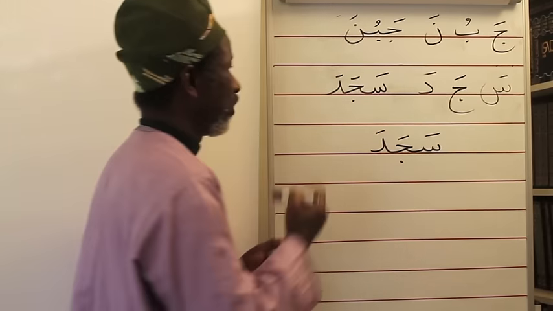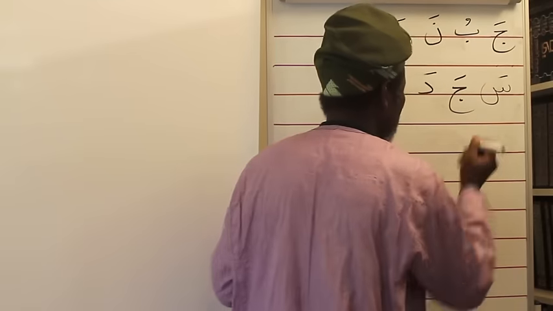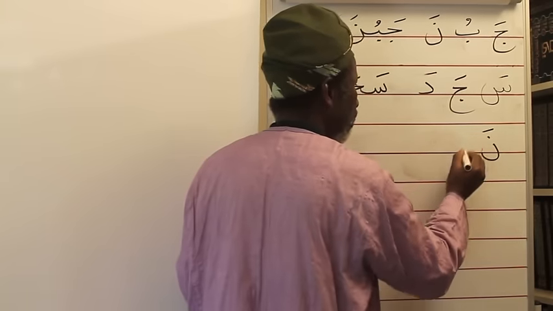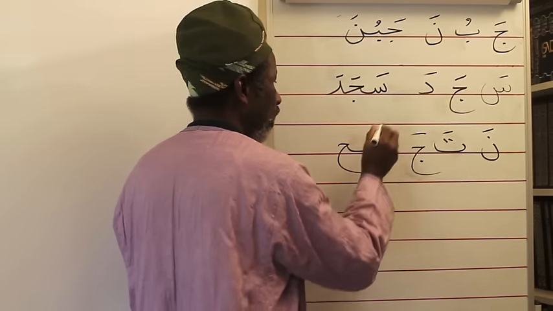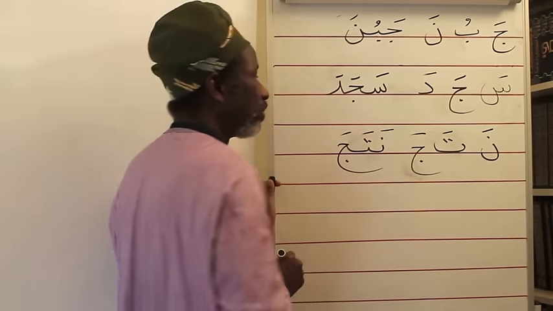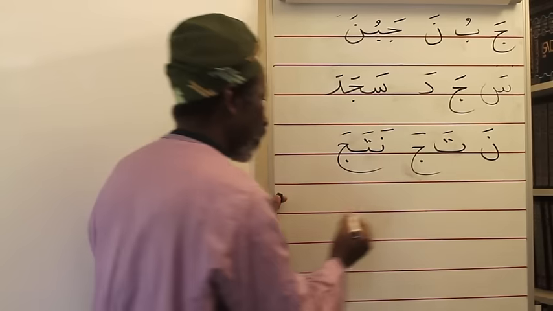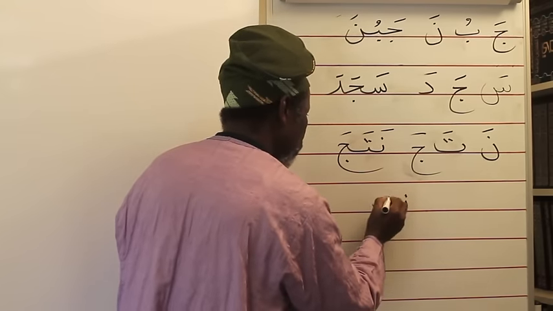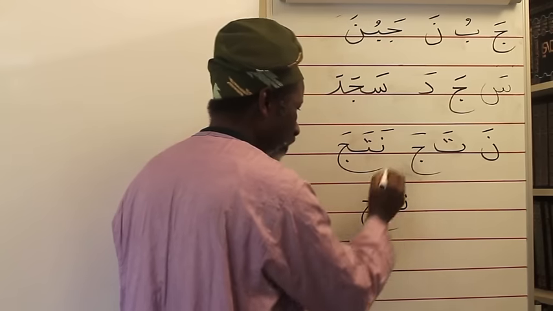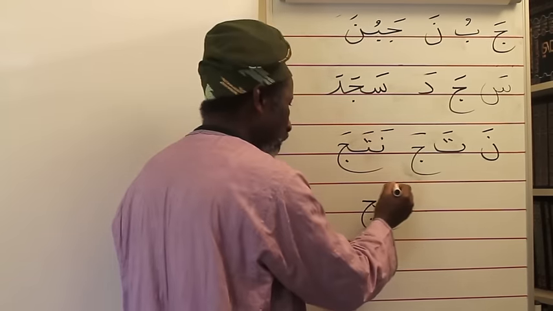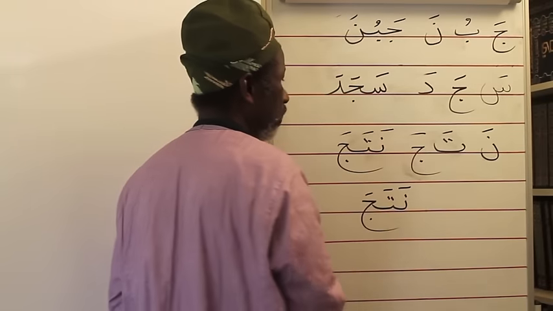Now jim at the end is the next one: nataja, for instance. Na, ta, ja. Nataja. Again, the jim in the final form is written on top of the chair provided by ta. That's the chair on which the jim is going to sit. So I stop and reposition my hand, write it on top of the chair, and you have the result. Nataja. So jim at the beginning, jim in the middle, jim at the end.